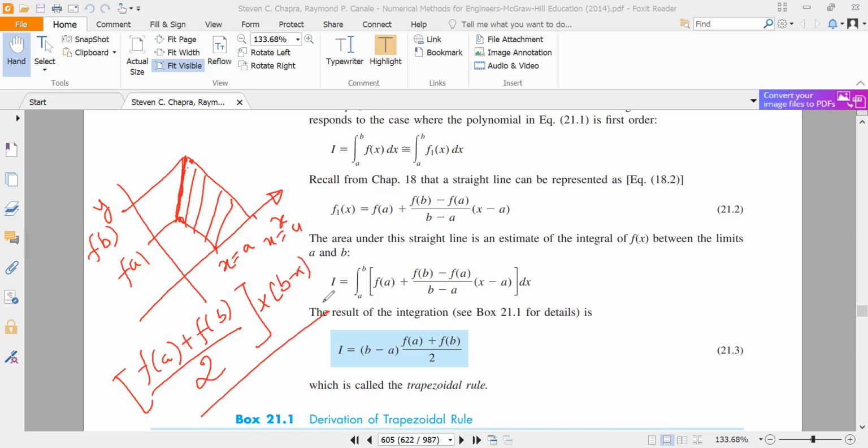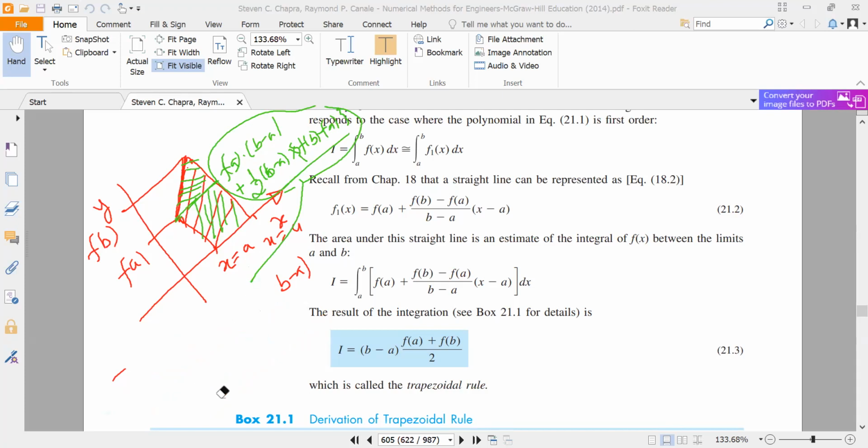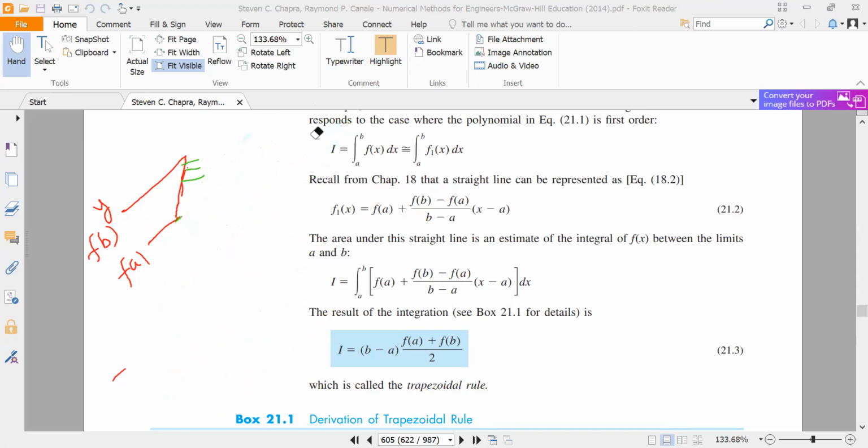Or you can go in a different way. Eventually, you will arrive at the same equation. You can calculate the rectangular area first, f(A) into (B minus A), then plus half into (B minus A) multiplied by (f(B) minus f(A)). Isn't it? This is the area of this triangle, and this is the area of this rectangle. You can add them together, you will find this thing. So you have your trapezoidal formula for integration with you.